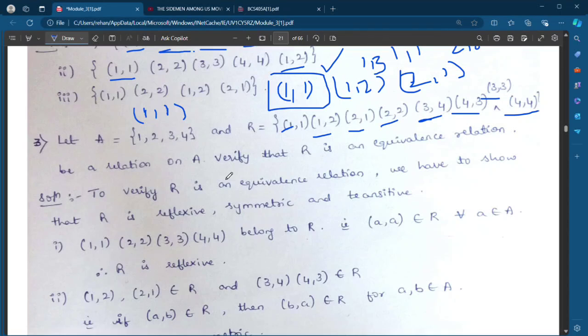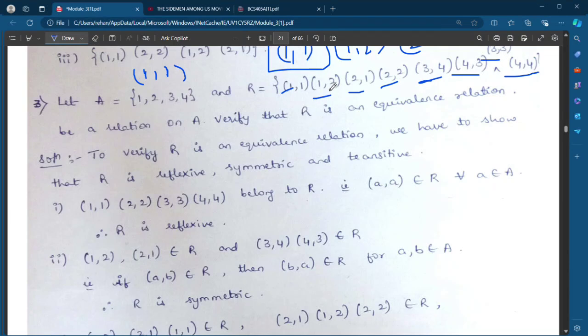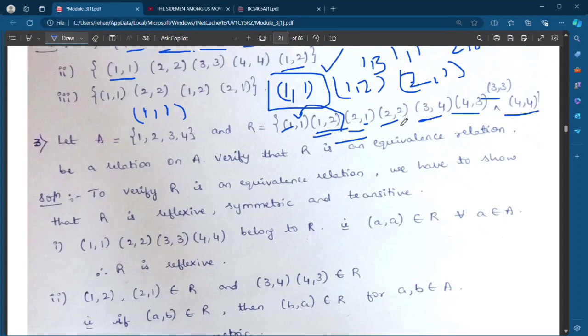For it to be transitive, now I have to write again. I have 1 comma 2, then I have 2 comma 1, then I should have 1 comma 1. From these two, I have 1 comma 1. Same way, I have 2 comma 1, 1 comma 2, then 2 comma 2 should be there. I'll take now these two: 2 comma 1, 1 comma 2, then 2 comma 2 should be there. Similarly, nothing else I can take here.